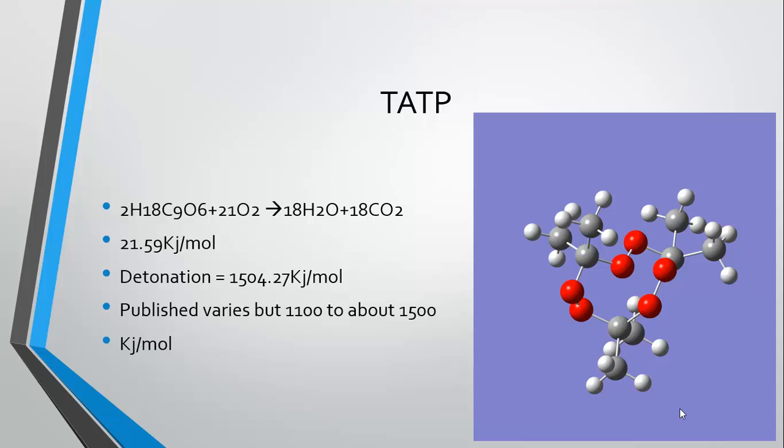Its heat of formation is 21.59 kilojoules per mole. And after it detonates, according to AMPAC, it produces 1,504.27 kilojoules per mole. Now, information is still developing and new on this compared to things like TNT, which has been around since the Civil War. But I got results from about 1100 to 1500, which I consider to line up pretty close to the 1504 that I got from AMPAC.